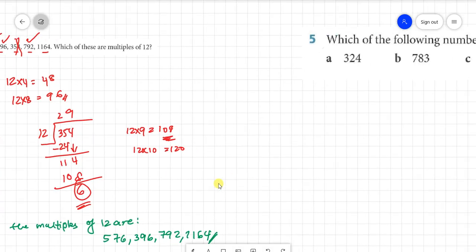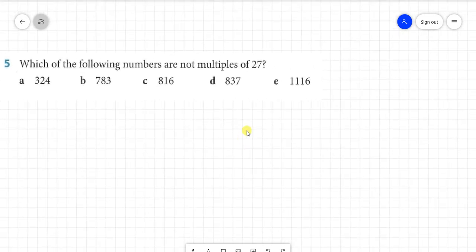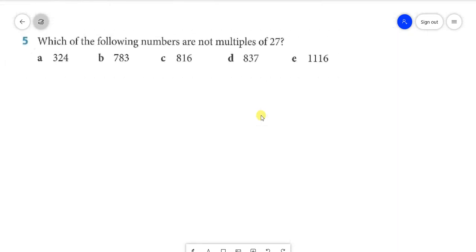Okay, we are at the last question. Question 5. Which of the following numbers are not multiples of 27? So simply you can check by dividing, just as in the previous question. Here I'm just going to show you by using a calculator, but you cannot use a calculator, you have to show the working, because during your final exams the questions might come that you have to show your working. So just like question 4, we can also try question 5 in a similar way.